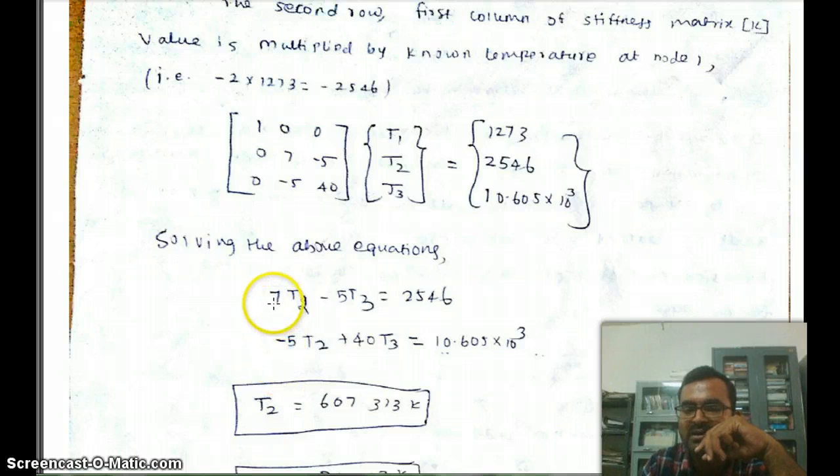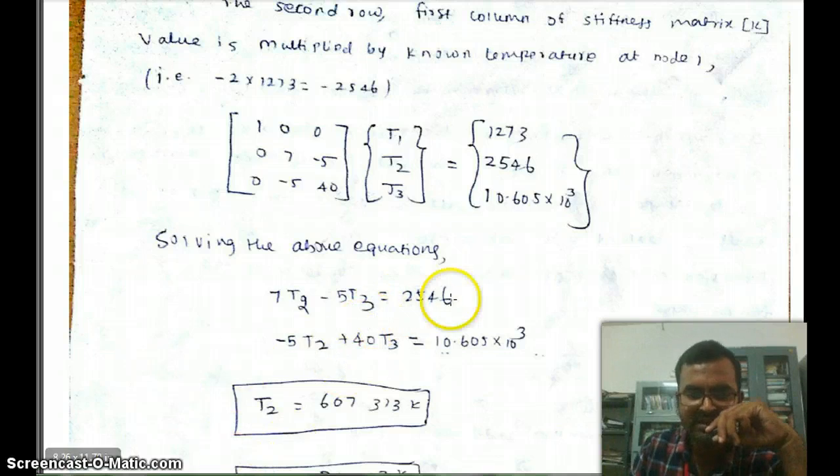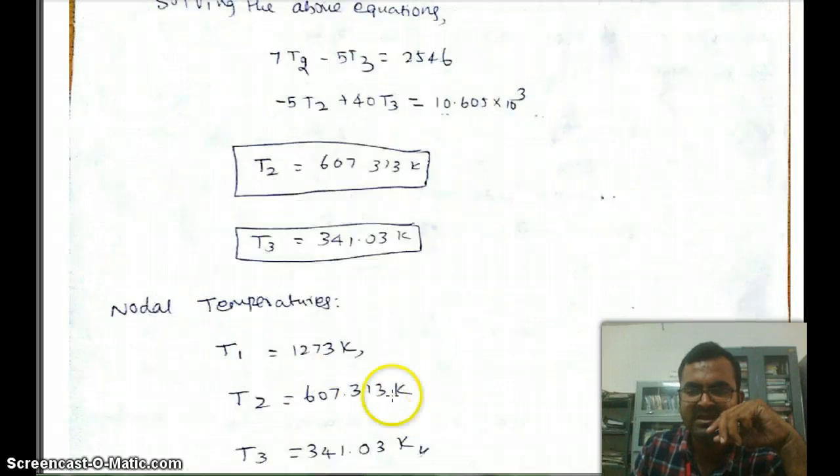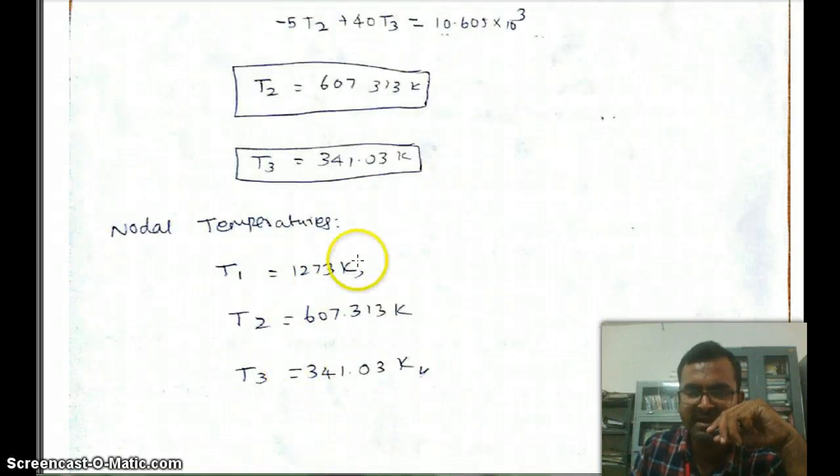Or we can solve by multiplying this equation by 5 and that equation by 7. We can easily eliminate the T2 values, and only the T3 value remains. So we can easily solve these equations. We get the T3 value as 341.03 Kelvin. After that we substitute this T3 value in any equation to get the T2 value. The T2 value is 607.313 Kelvin.